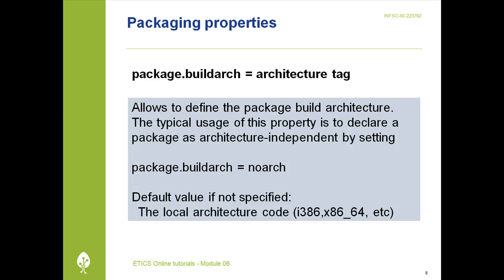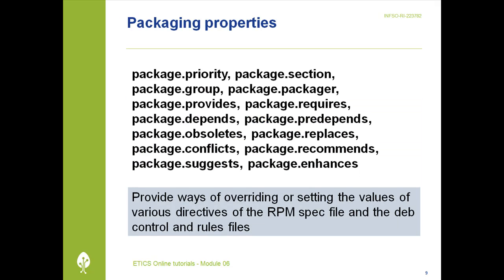Usually it is not necessary to set this property, which is automatically calculated from the local operating system. It is, however, necessary to set its value to noarch for packages that state to be architecture independent. Various packager properties are provided to override or set several directives of the RPM spec file or the Debian control and rules file. Usually the requires and depends values are automatically defined based on the dependencies defined in the ETICS database for configuration, but their value can be overridden using the properties.